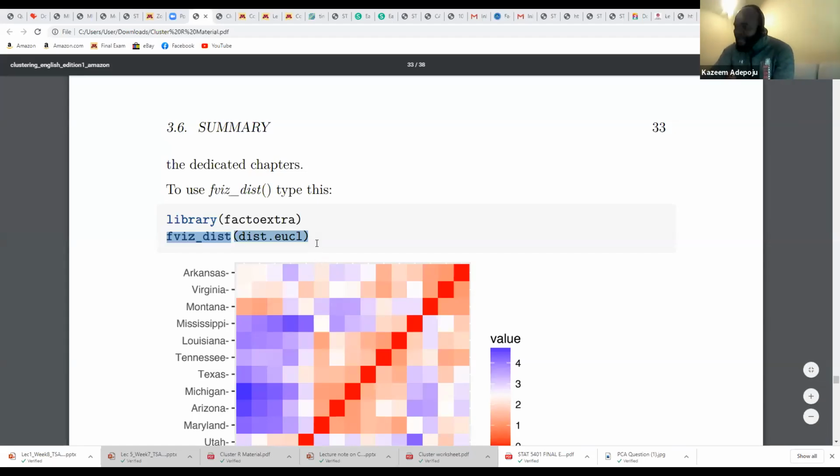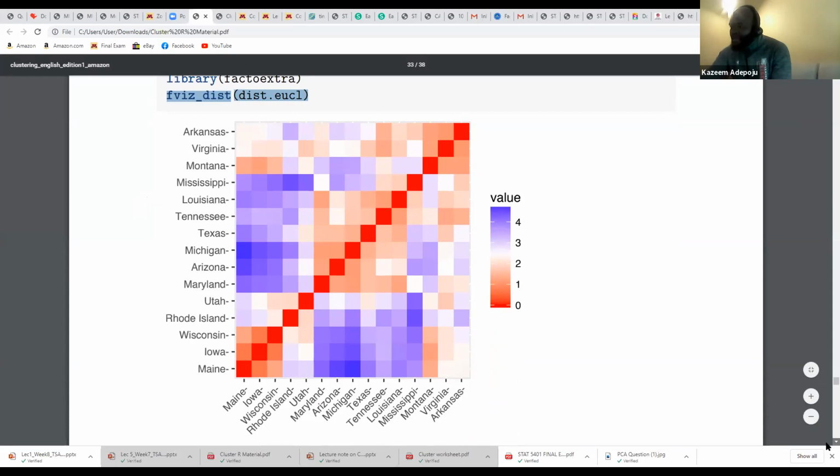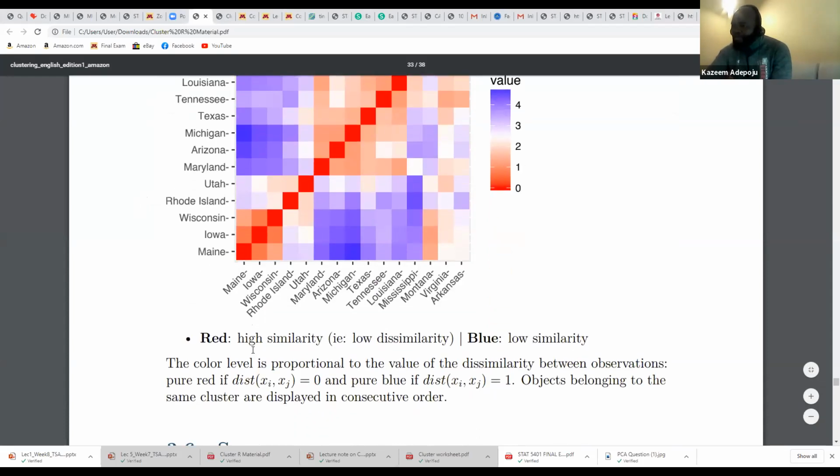Can you guys see my screen right now? Yes. Okay, thank you. Now take a look at that. Like I said, we're actually going to have a key. Now the red is the high similarity.